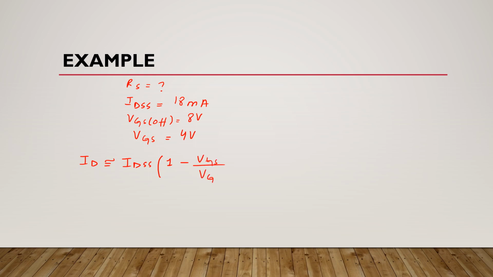Now we'll put the values here. Here we have 18 milliamperes and here we have 1 minus 4 volts divided by 8 volts whole square. After solving this, you will get drain current is equal to 4.5 milliamperes.